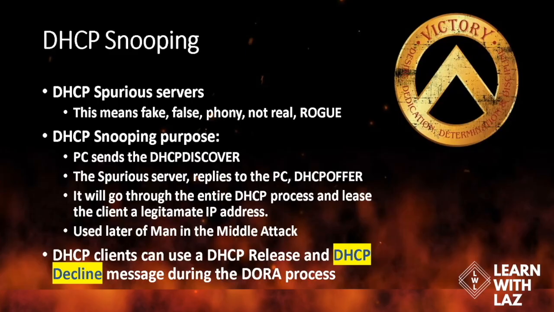But, and this is what I find funny, DHCP clients can use DHCP release. We all know about ipconfig release renew, right? This is where we're forcing the DHCP server to give us an IP address. This is when we use it. There is also something, and it's highlighted for a reason. All right, DHCP decline.